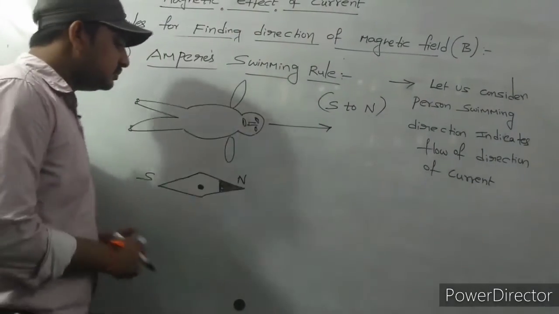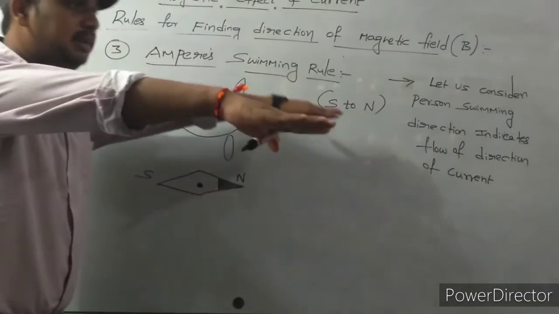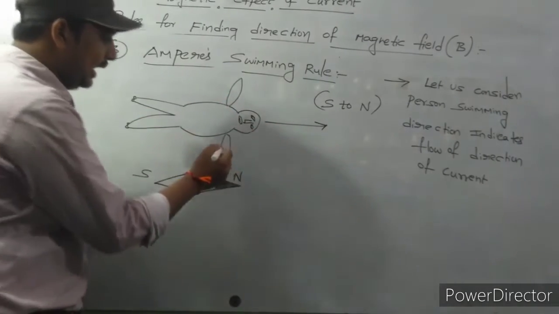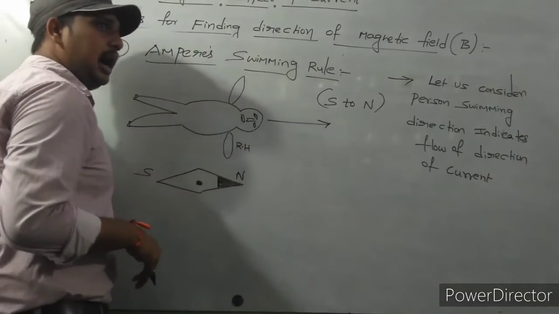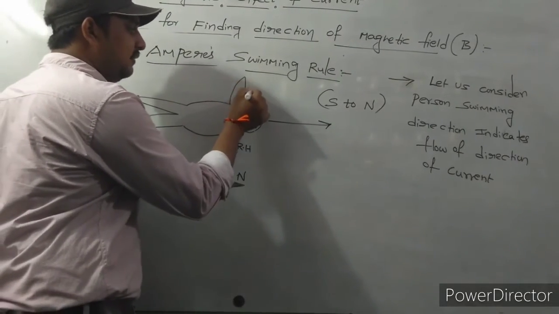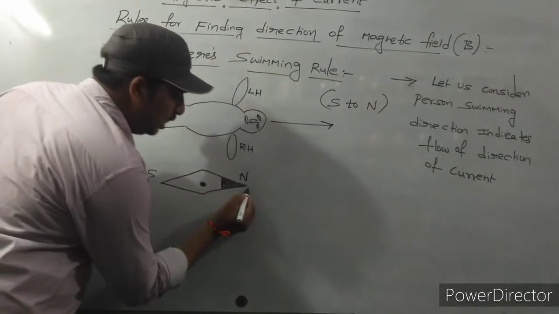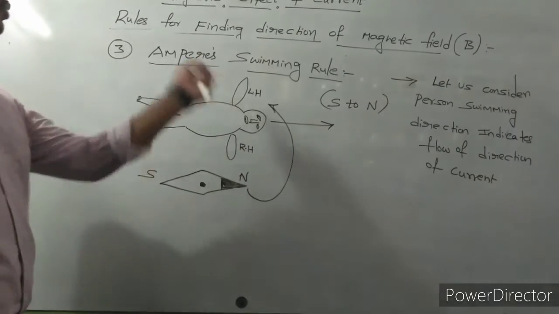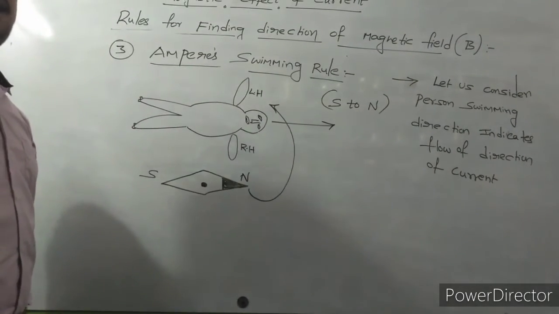So at that time, observe carefully, he is swimming like this. What is this hand? This is the right hand. Am I right? And this is the left hand. So this north pole of the magnetic needle is deflected towards the left hand.